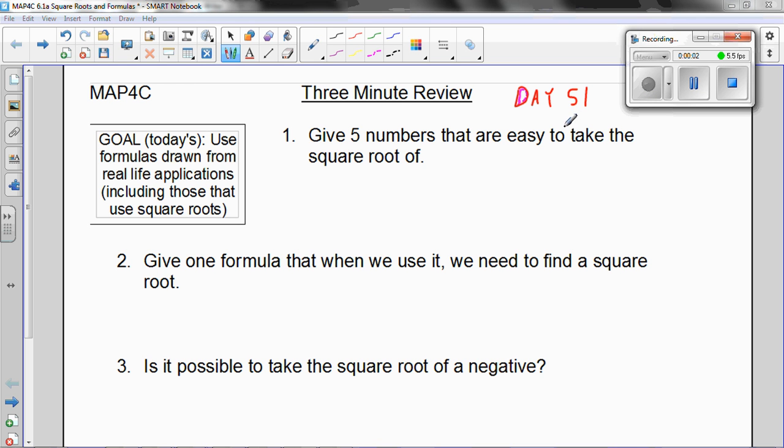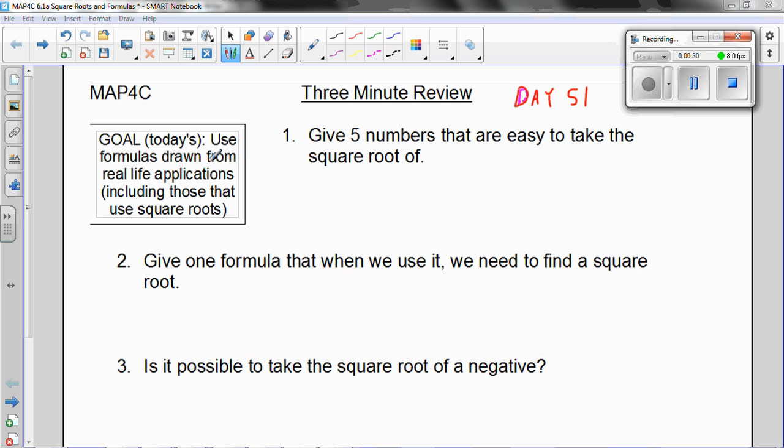All right, MAP4C, day 51, first day of the new unit on algebraic models is what this chapter is called. Just like most of the units, we're going to have a couple of short lessons. Some of it will be review, and then some of it new stuff that will get us going on this new unit. So today is a 2 lesson day. They'll be short though, we hope.